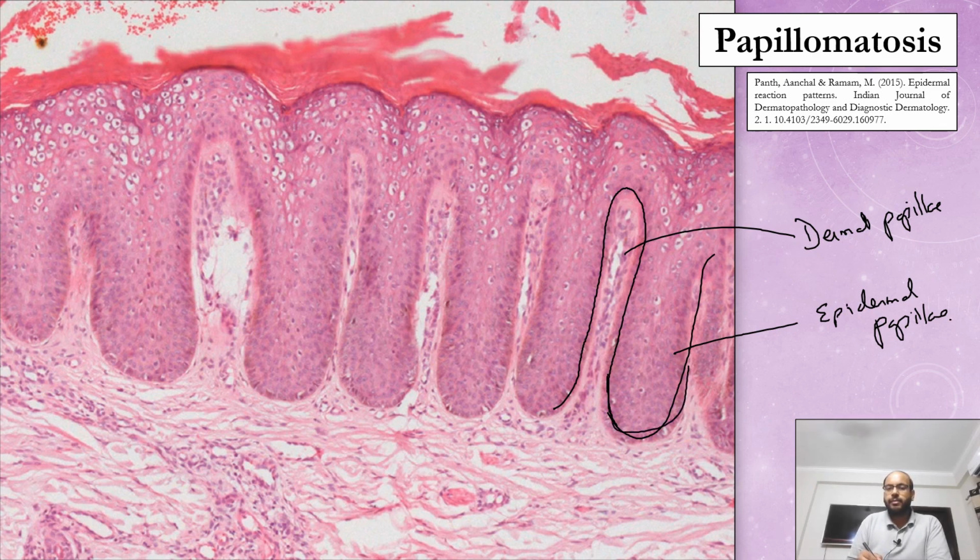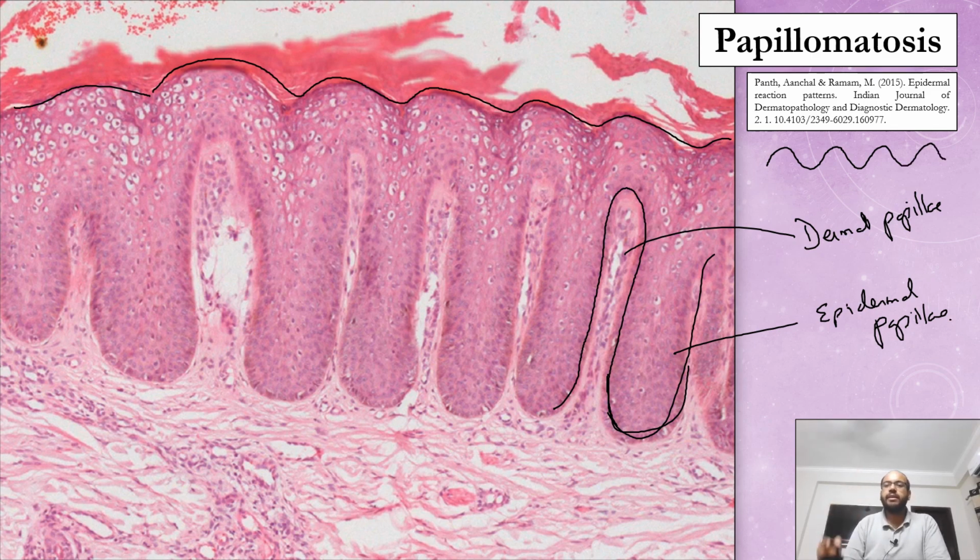What happens in papillomatosis is that you will have elongation of this epidermal growth and the uppermost layer will be undulating, going up and down, up and down, up and down. So it goes in a wave form. It is actually like this. And this going in a wave form is known as papillomatosis.